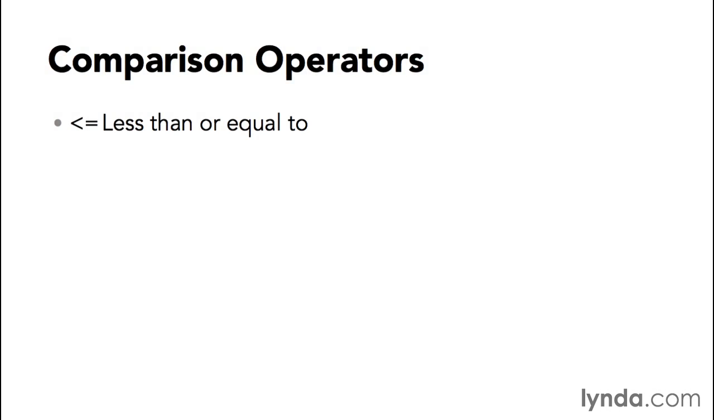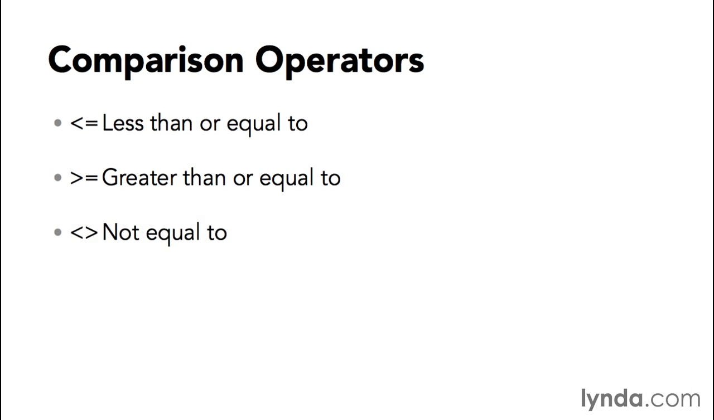We can combine two symbols together to get something like less than or equal to. For instance, an employee that worked 32 hours or less. We could also say greater than or equal to. For instance, the employee worked 40 hours or more. We also can say not equal to, and this is the less than symbol followed immediately by the greater than symbol. Here, this would say something like the employee ID is not 53, or the department is anything except marketing.